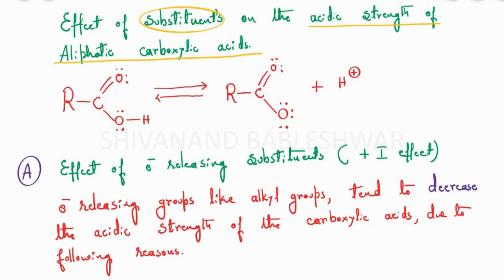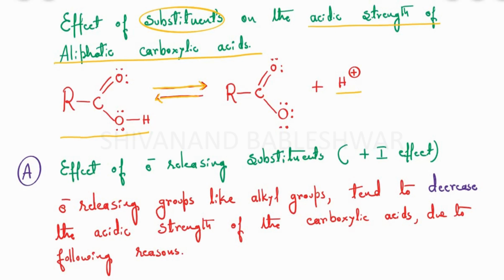Now I have written a simple equation. You can see that carboxylic acid will undergo partial ionization to produce H plus. Not completely. If it was complete, we would have got complete ionization, but here I have written a double headed arrow mark. It means it is reversible in nature.